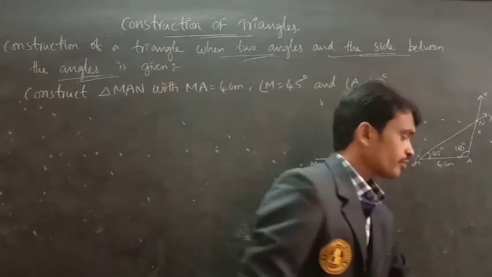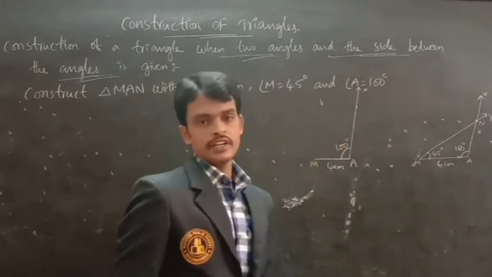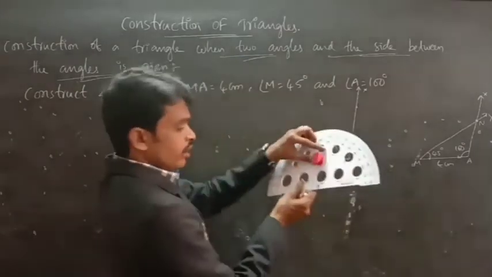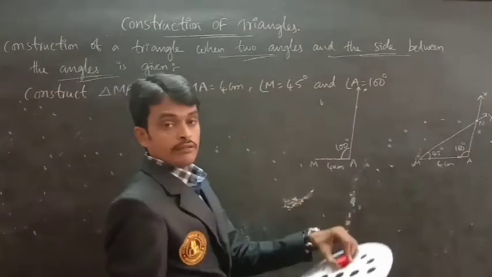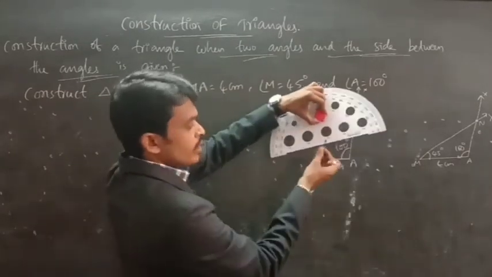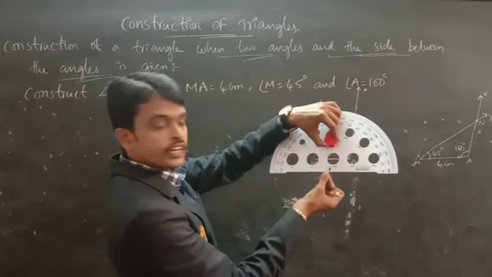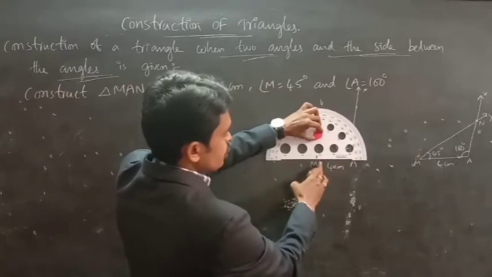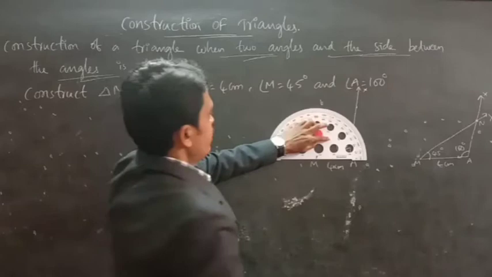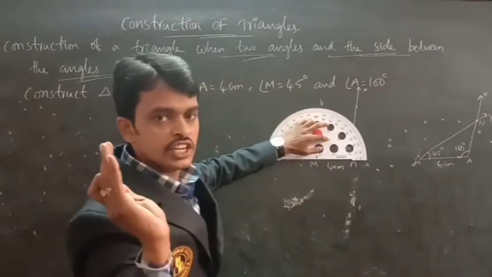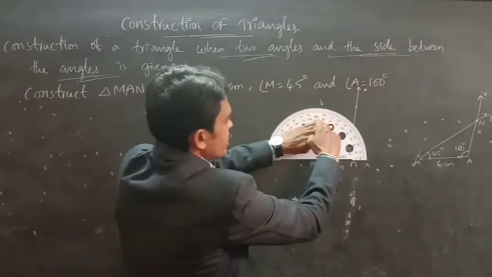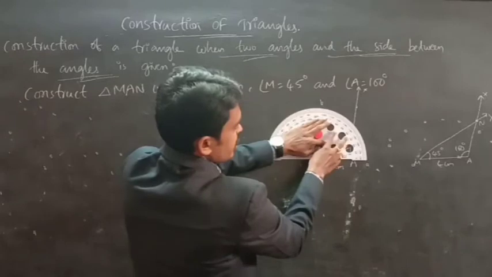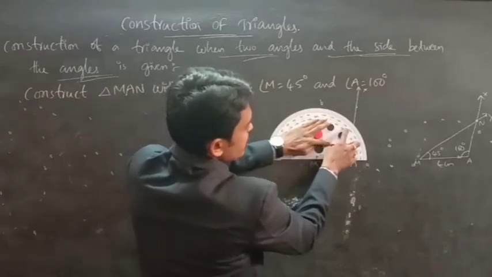And next, angle M is 45 degrees, as given. So by using the protractor, we should measure 45 degrees. Same way, we place the middle point of the protractor on the point M, and the edge of the protractor should coincide with the line segment MA. Now 45 degrees is less than 90 degrees. So here is 90 degrees, and less than 90 degrees, where is 45? It is between 40 and 50, the middle line.